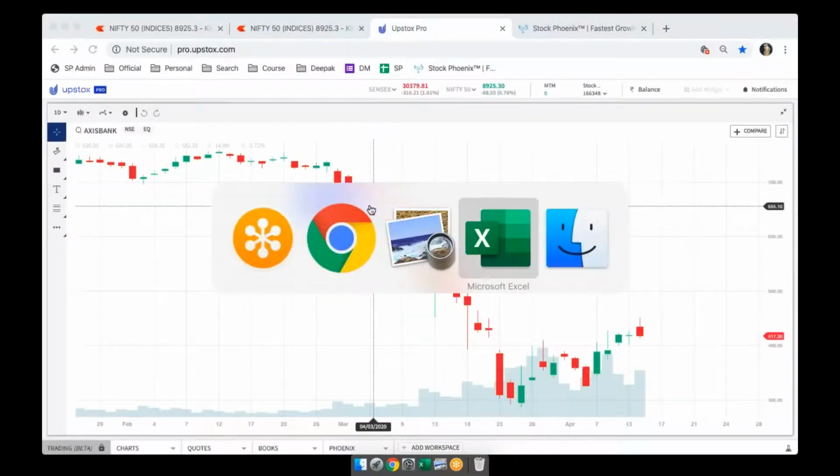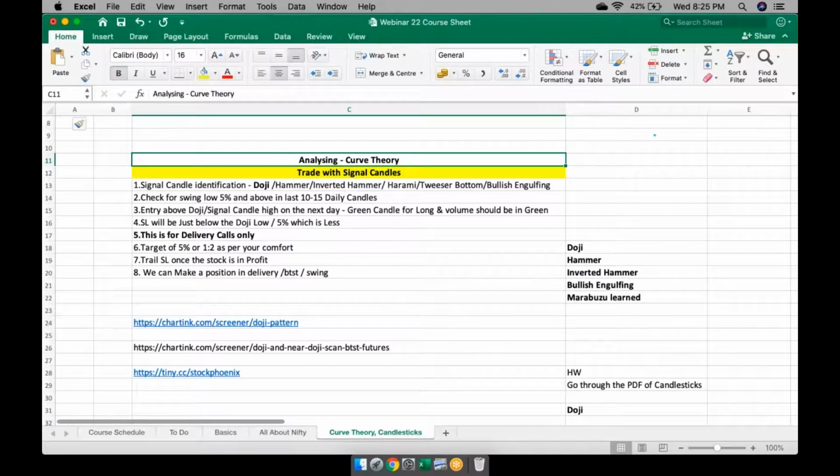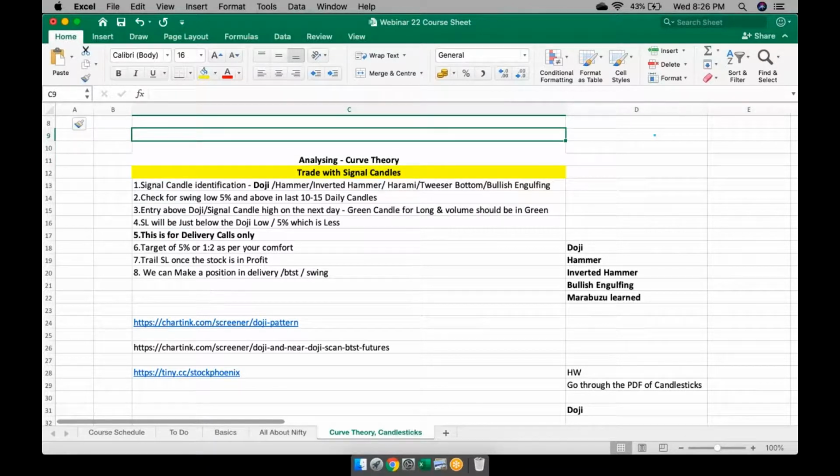If you see a sideways market, doji is not valid. So, analyzing the curve theory: first of all, while selecting the stock, that stock should be either at the top or at the bottom. Or if you want to trade in the middle, then that stock should be on different technicals, like based on moving average and other theories.